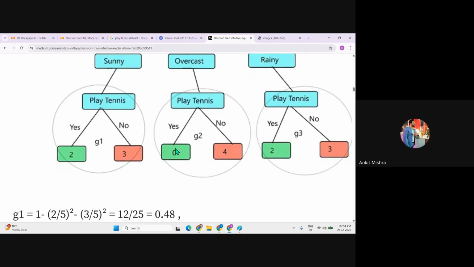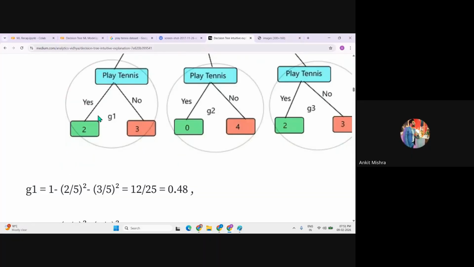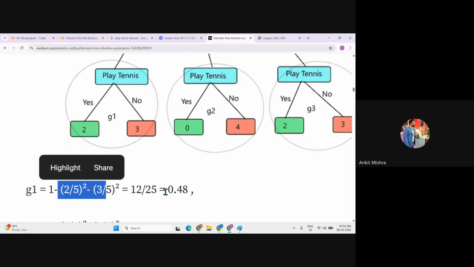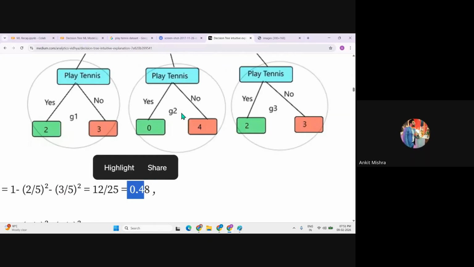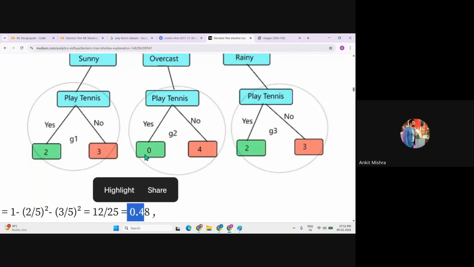Now, you need to apply the same formula. Let's calculate the Gini index for G1. It's 1 minus the sum of the squares of the probabilities. In this, we are only classifying the 5 data points. So 1 minus (2 by 5) square minus (3 by 5) square. Once you solve this, you will get the Gini index for this G1 as 0.48, right? I hope everyone is getting my point. Now, how to calculate this one? It's 1 minus (0 by 4) square minus (4 by 4) square.